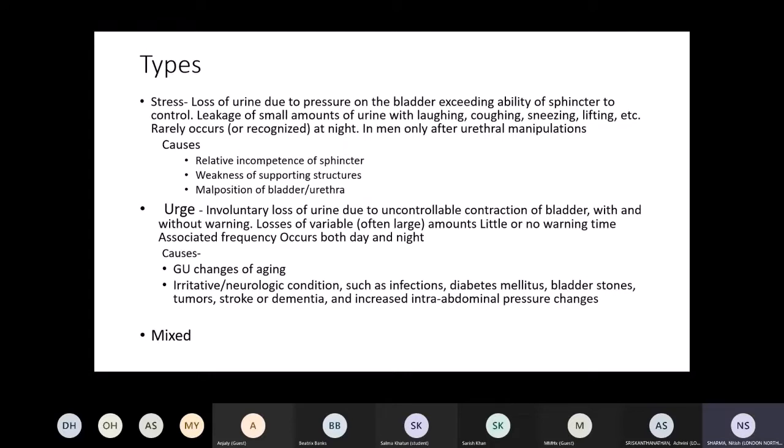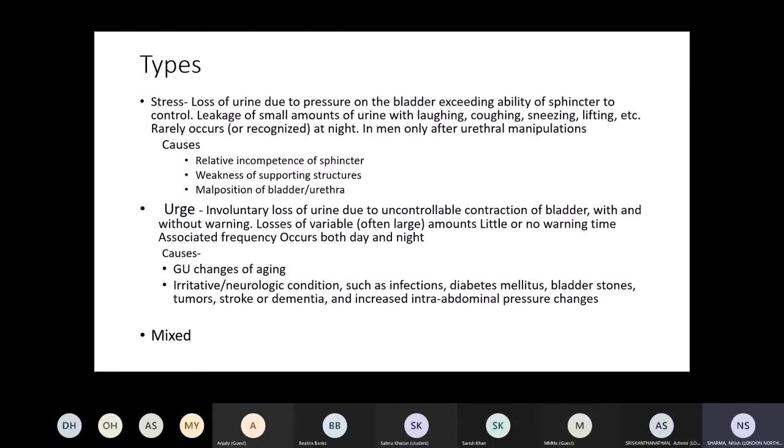Okay, so what are the types? Stress incontinence is because of pressure on the bladder exceeding the ability of the sphincter, causing leakage of small amounts with laughing, coughing, sneezing. It rarely occurs at night because at night the pressure is reduced. In men, it is very uncommon because it would only occur when there's urethral manipulation, like an operation or surgery. And what are the causes? A relative incompetence of the sphincter, weakness of pelvic floor muscles, or malposition of the bladder or urethra.